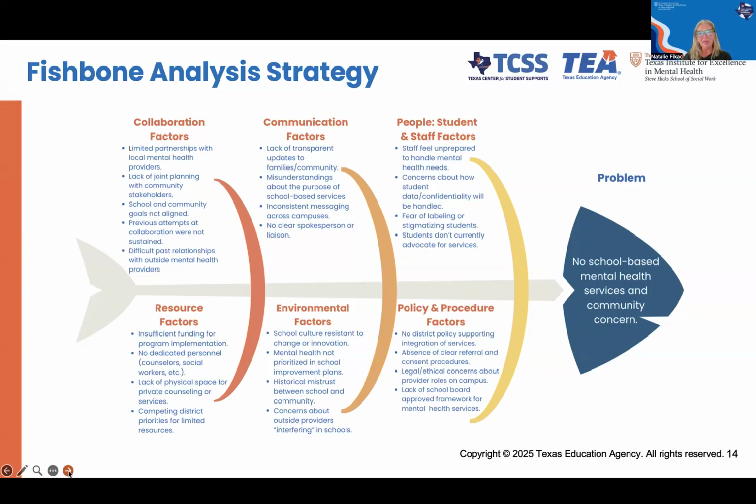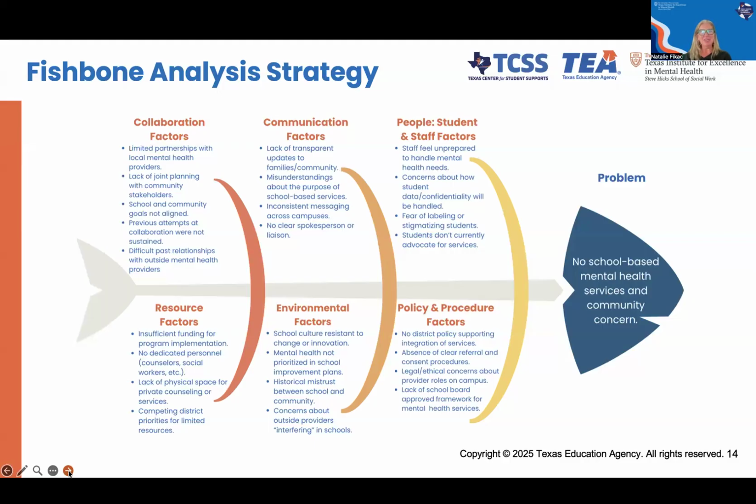and some potential policy and procedure factors. No district policy supports the integration of services. There's an absence of clear referral and consent procedures. Legal and ethical concerns about provider roles on campus, and lack of board-approved framework for mental health services.